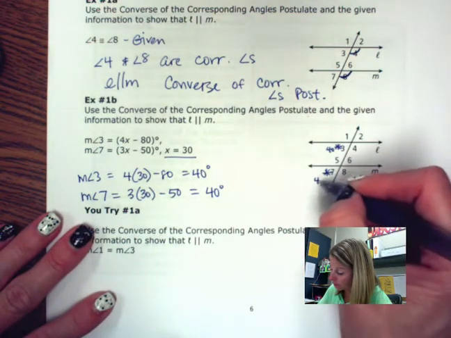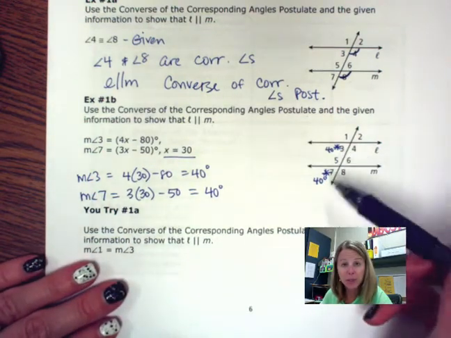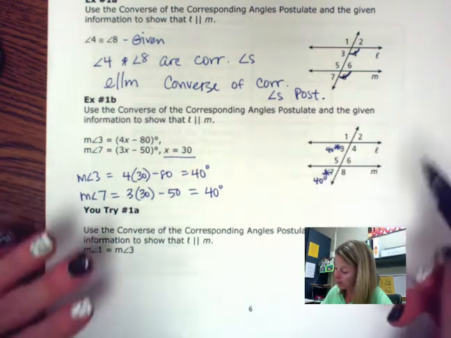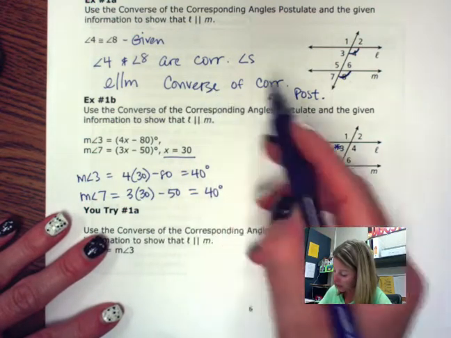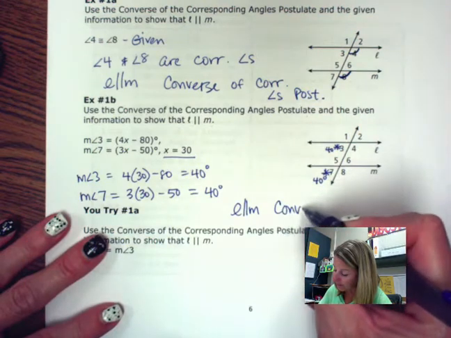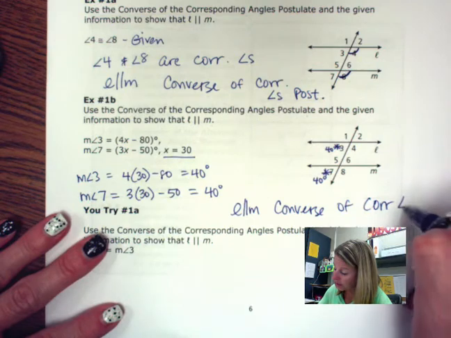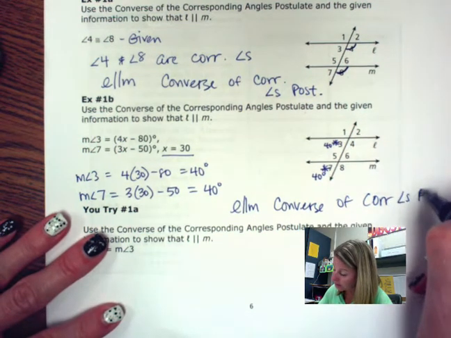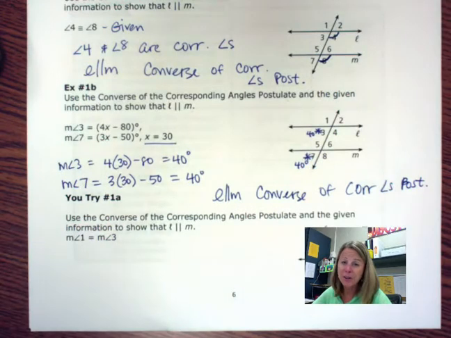So I get 40. I look at that and say, well, since my corresponding angles are congruent, my lines are parallel. So I can finish off the same way I finished off above. L is parallel to M by the converse of the corresponding angles postulate. So you're really verifying information right now.